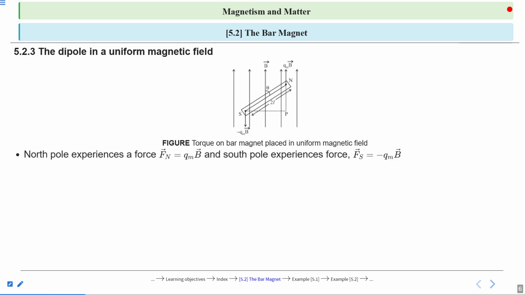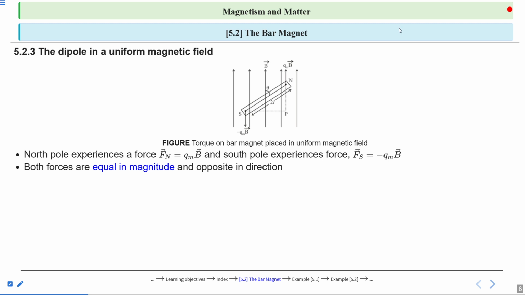So the north pole experiences a force Fn equal to Qm into B, and the south pole will experience a force minus Qm into B. Both forces are equal in magnitude. It is a similar derivation to what we have done in electrostatics. If you remember that derivation, it is very easy for you. Otherwise you can also do it if you are attending the daily lectures.